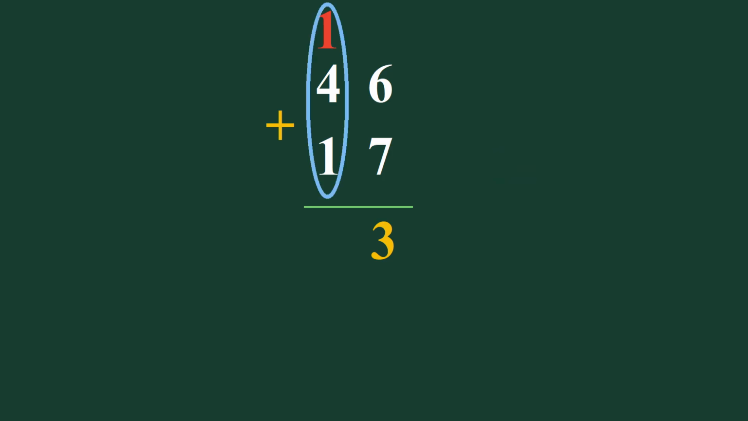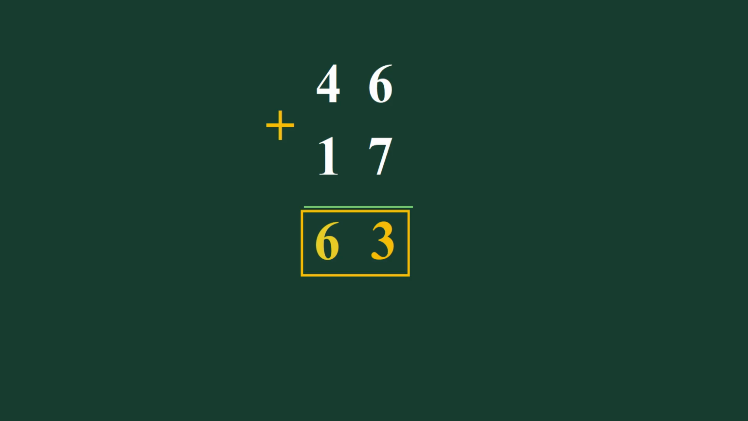Now we add the numbers in the tens place. 1 plus 4 equals 5. We need to add 1 more, which gives us 6, right? 6 in the tens place. So 46 plus 17 equals 63. And this is our final answer to this problem.